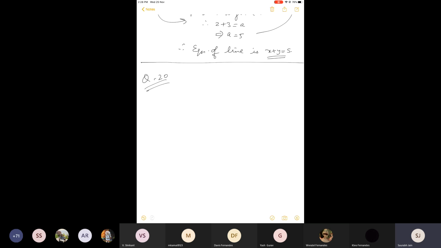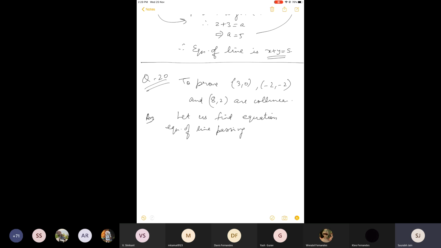But you are not supposed to use any of these methods, because they are saying that by using the concept of equation of line, these 3 points are collinear. So to prove that (3, 0), (-2, -2) and (8, 2) are collinear using the concept of equation of line, how to do this question? Let us find the equation of line passing through any of these 2 points, because through 2 points a unique line passes.